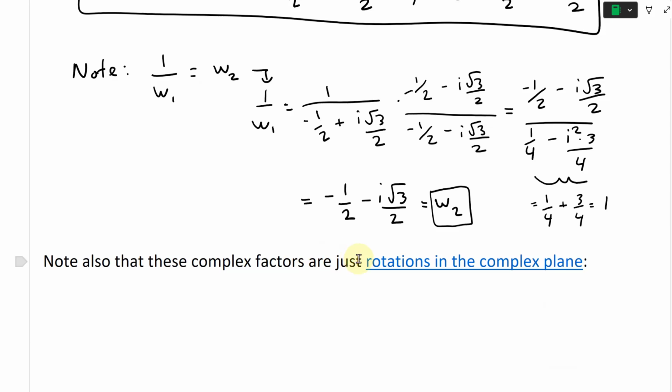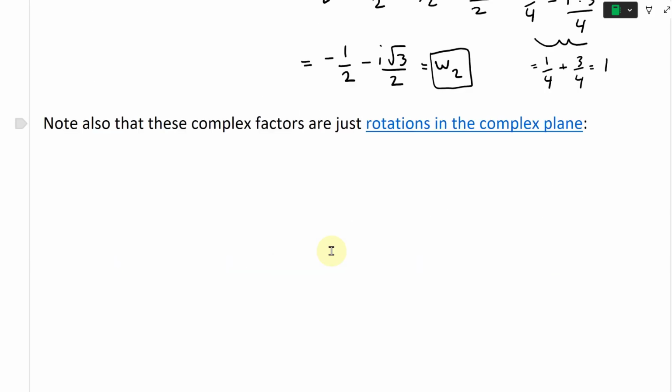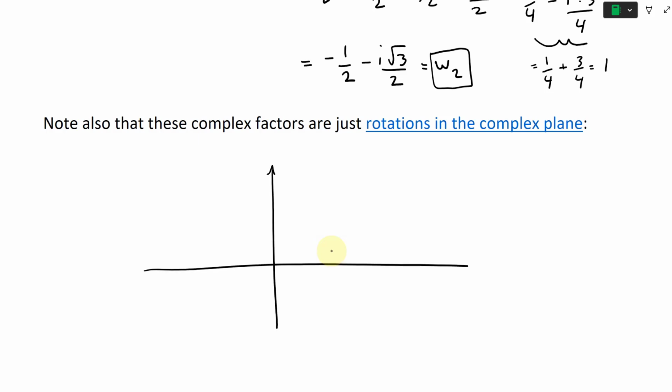Now the imaginary numbers are basically just a rotation in the complex plane. So note also that these complex factors are just rotations in the complex plane. That's the thing with complex numbers: it's a point on a plane, whereas a normal number is just a point on a line. This is linked to my earlier video on showing complex numbers as rotation matrices, which is very, very interesting.